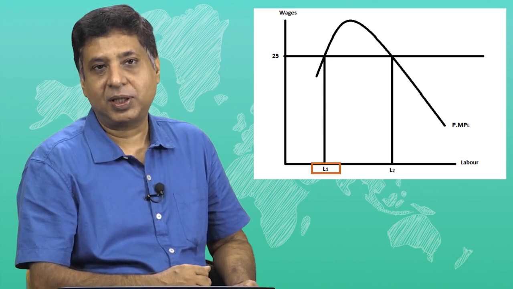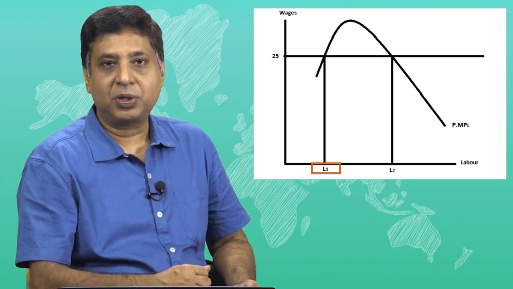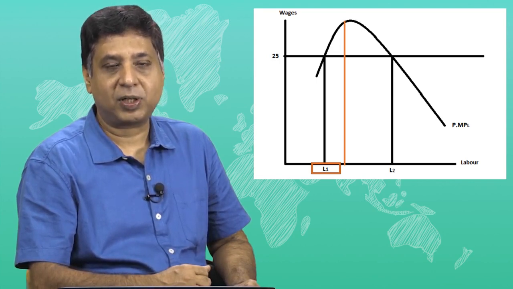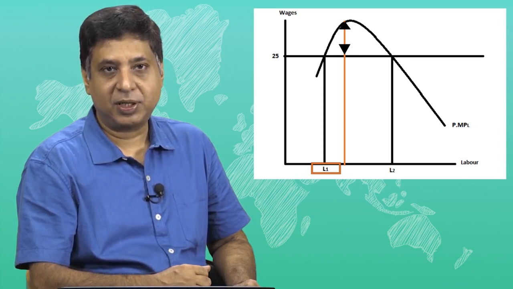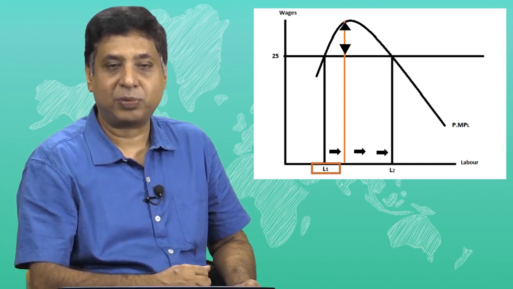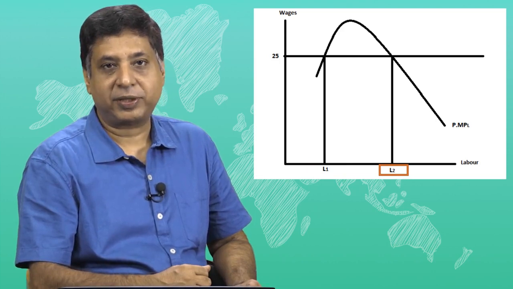Suppose you were at L1 and suppose you chose to hire one more worker. Then what would happen? Well, if you go to the right, then the price times marginal product will be higher than the wage rate, which means you will actually add to your profit if you hire more workers than L1. So in other words, L1 cannot be the point which maximizes your profits, because you can always do better. You can always get a higher level of profit if you were to hire more workers than L1. So consequently, L2 is the right number of workers to hire.